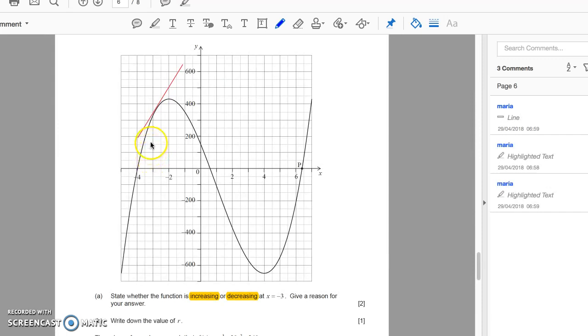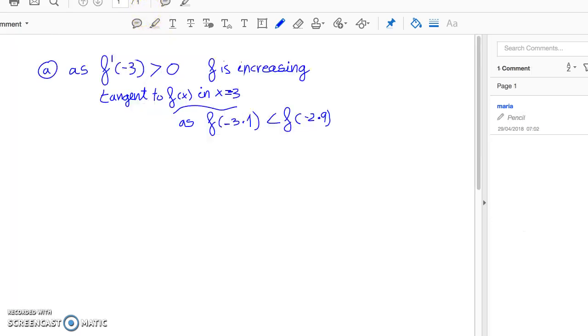Less mathematically elegant, but still correct, would be to say, well, I take the value of the function a little bit before -3 and a little bit after -3, and I see that a little bit before is smaller than a little bit after. That is also a reason to see that this is increasing. So I could also say that the function at -3.1, a little bit before, is smaller than the function at -2.9, a little bit after. And let's use the same sentence: implies the function is increasing.